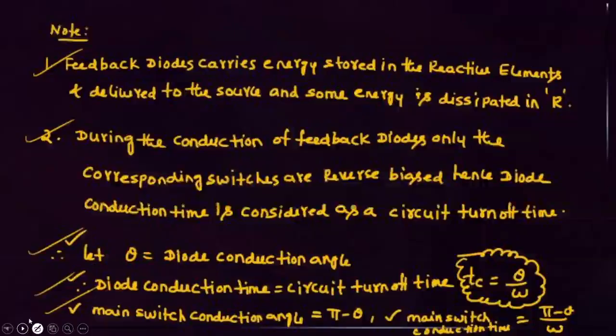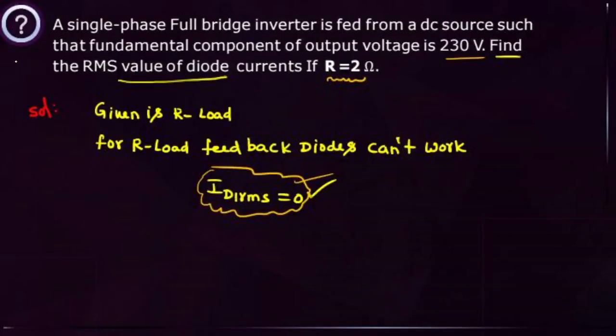Pi minus theta. All the points are repeated here. Same points. In half bridge inverter, whatever the points are given, the same points are repeated, so you have to concentrate. And this problem you have to solve. It is given a resistive load. It is asking for the RMS value of diode current. It's a very simple concept oriented question.